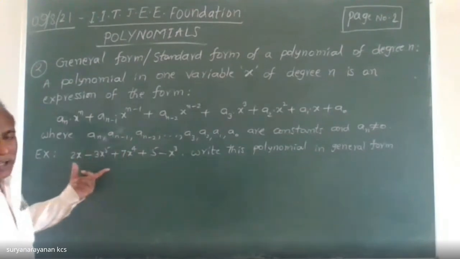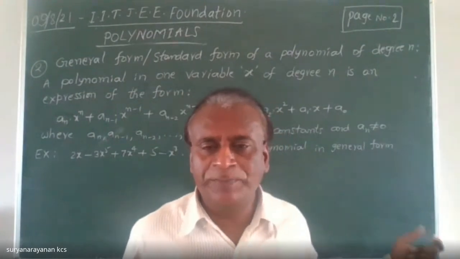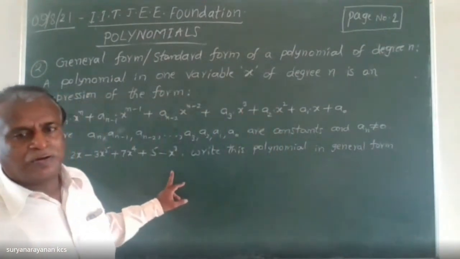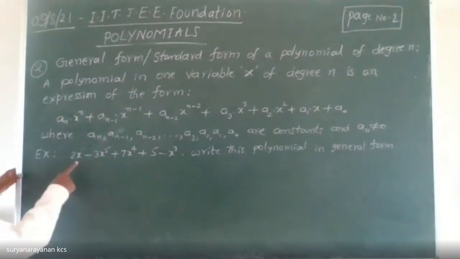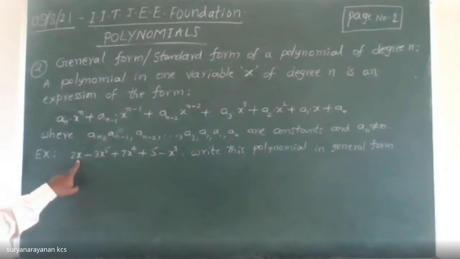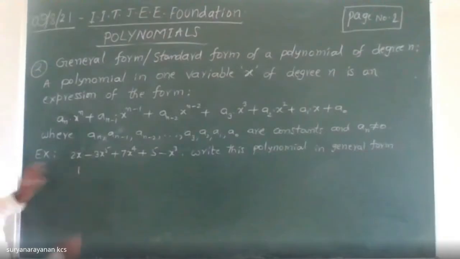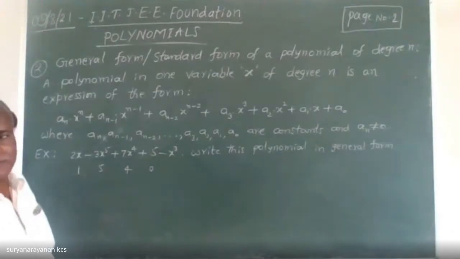Now here we have to identify the exponent of the variable x. This is a polynomial in x. So what are the exponents of x in this polynomial? What is the exponent of x in this first term? 1. What is the exponent of this x? 5. What is the exponent of this term? 4. What is the exponent of this term? 0. Very good. What is the exponent of this number? 3.